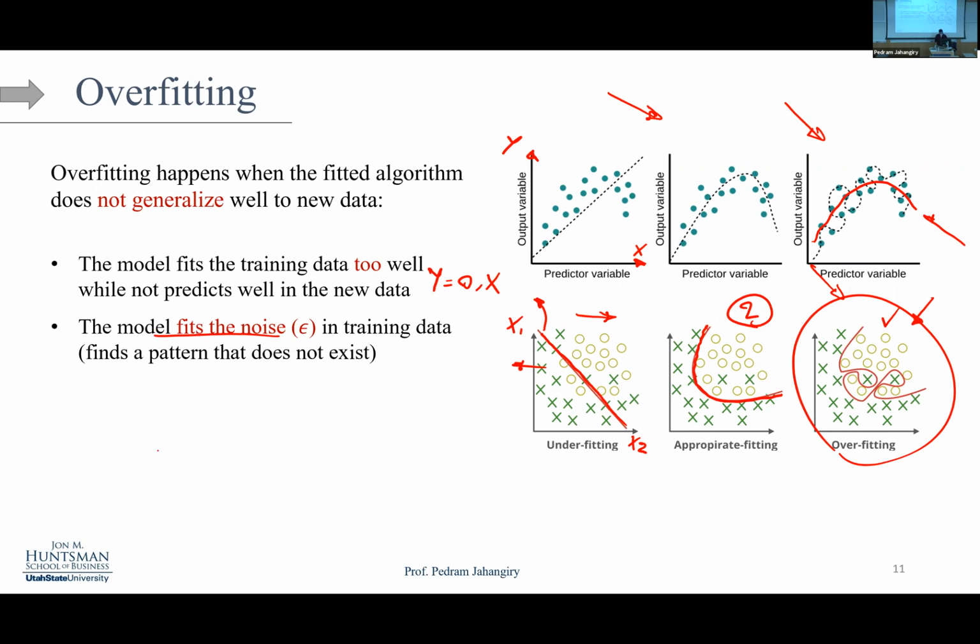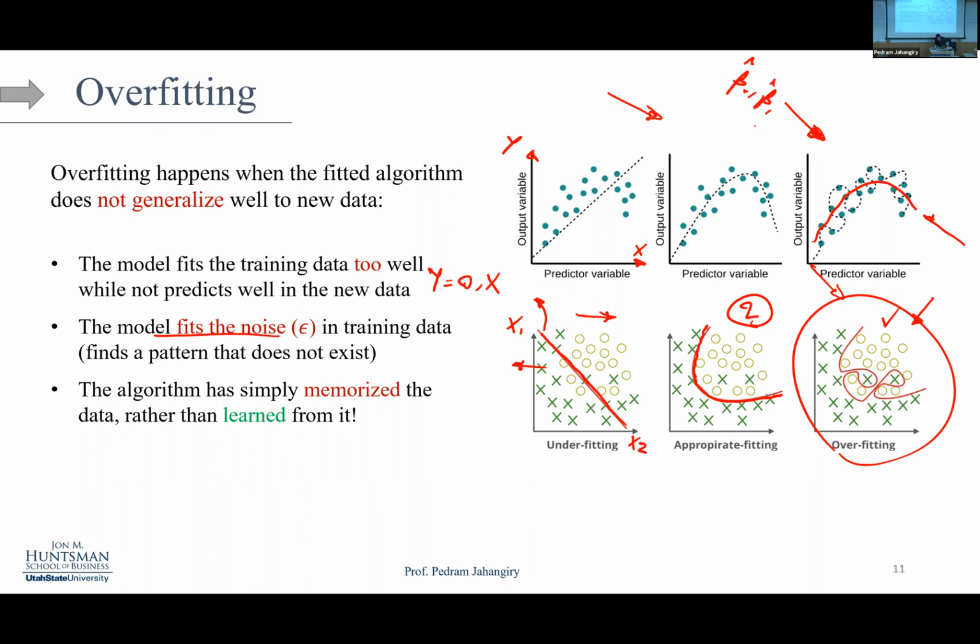Okay. Then another way of saying overfitting is that the algorithm has simply memorized the data rather than learning from it. So when I say the algorithm is learning from the data, what does it mean? It means that by looking at this model, let's say a regression model, when I say the algorithm learns, it means that it finds beta hat 0, beta hat 1, beta hat 2. Does everyone see that? Because it's a polynomial maybe with a degree of 2. And what is the sign of beta hat 2? Positive, negative? What do you think?